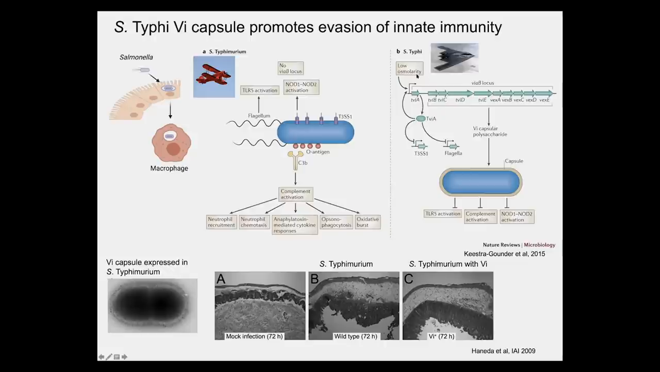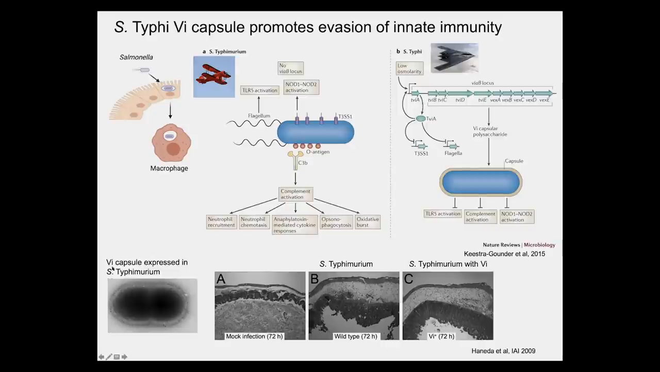However, Salmonella typhi, by expressing the Vi antigen and by shutting down expression of SPI-1 and flagellin with this regulator TviA, is able to look like a stealth pathogen and basically fly below the radar and be largely undetected by the immune system.